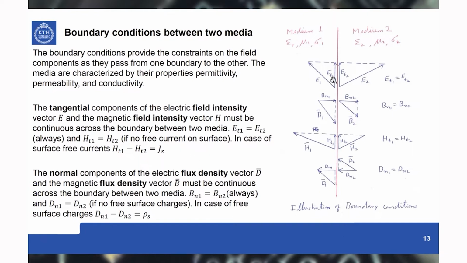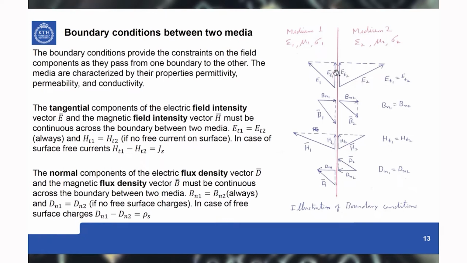So here is the tangential component of the electric field, tangential to this boundary. And this is the tangential component of the magnetic field intensity. Remember that both are field intensities. So they are continuous across the boundary. It means that you have the same value at this boundary. You just go across the boundary, then it is the same value. So this transition at the boundary will not change its value.